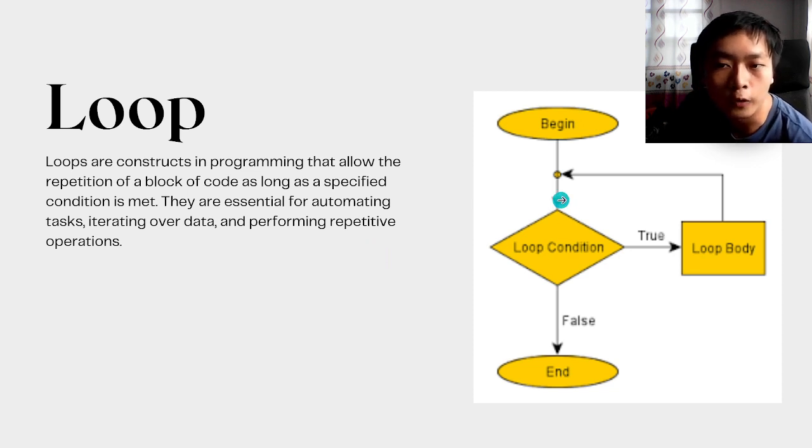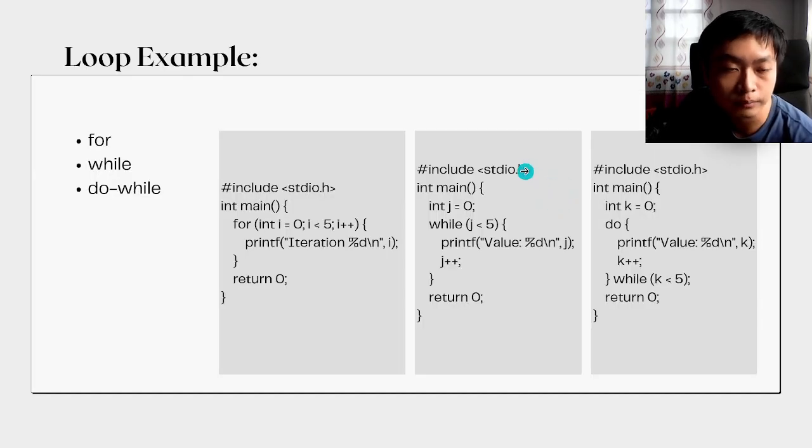Loop is for catching errors or making something happen multiple times until it is enough, as in my understanding. So far there will be 3 types. It's for loop, while loop, and do while loop.